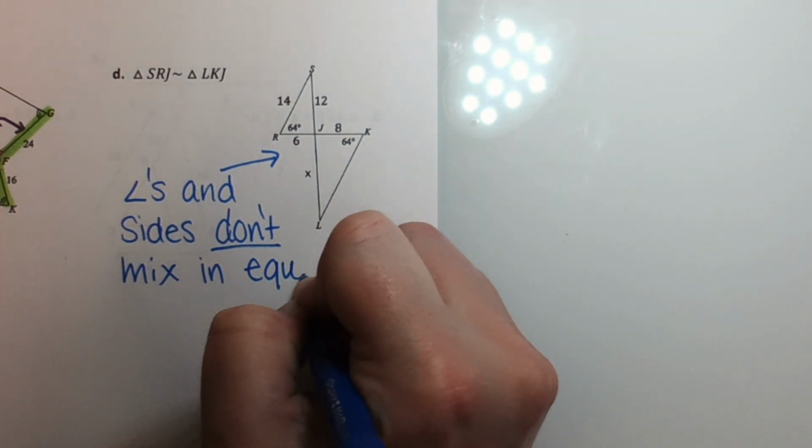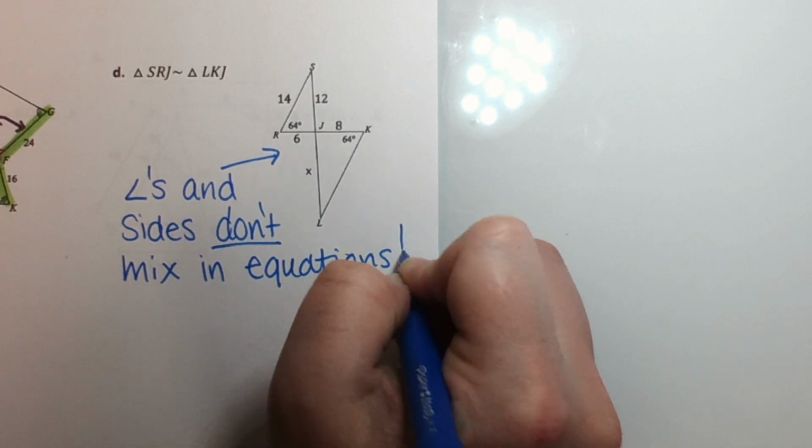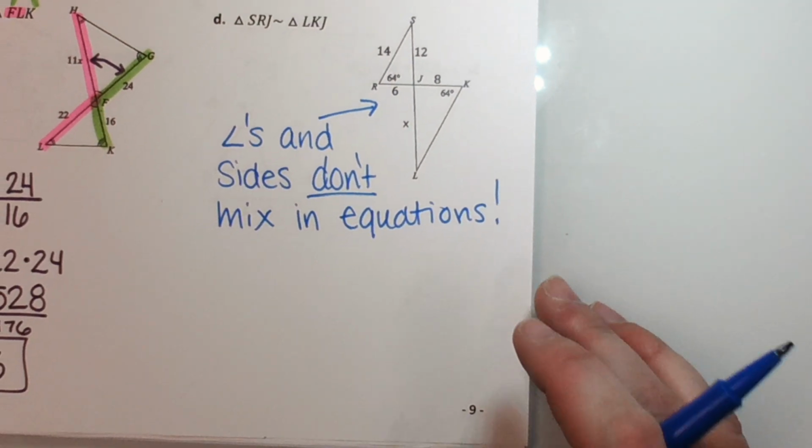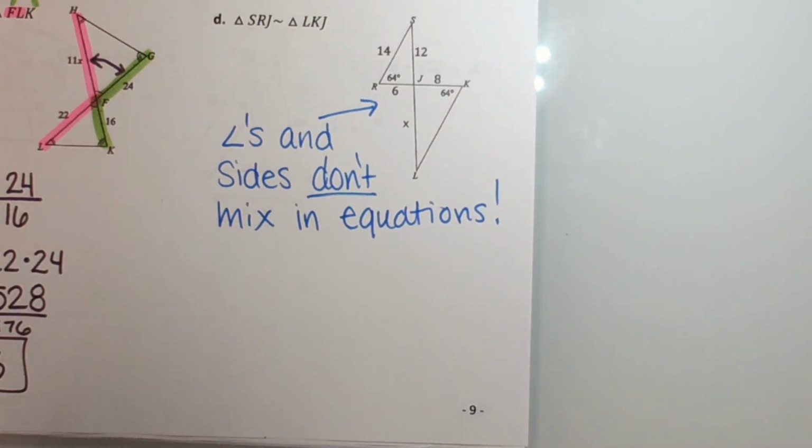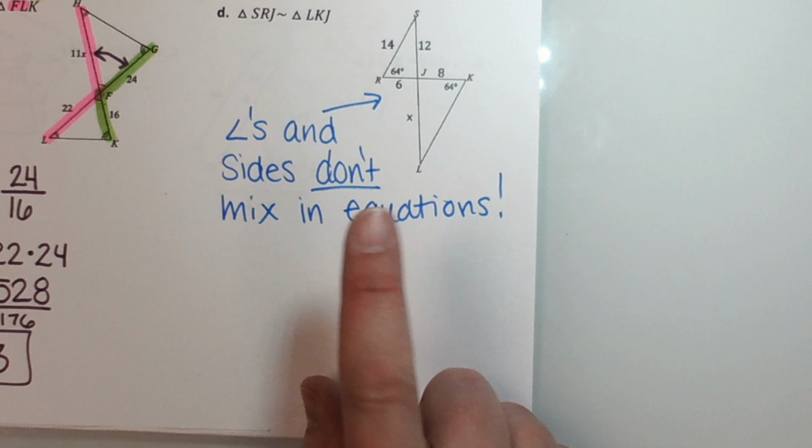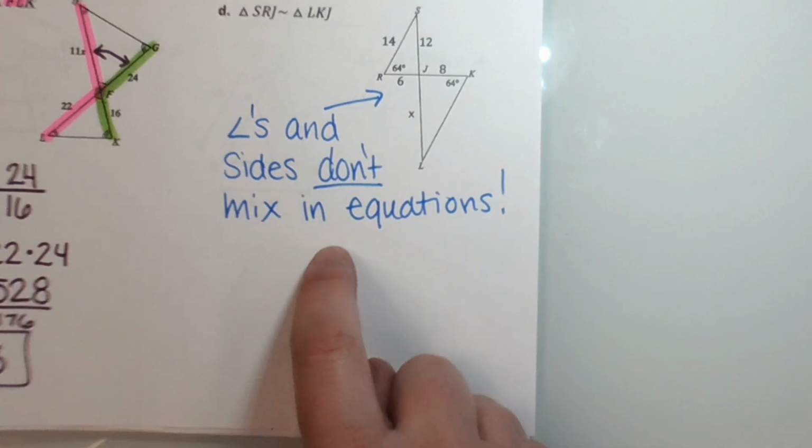So, just a quick note. Angles and sides do not mix in equations. They never mix. You're never going to put a side length and an angle in the same equation. It won't make sense. So, that tends to mess with people. So I just wanted that quick reminder.